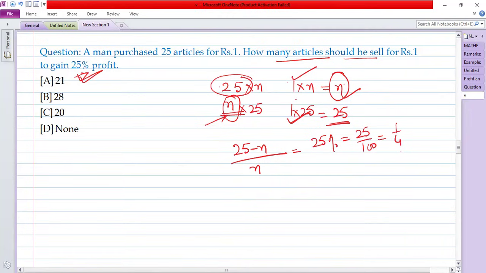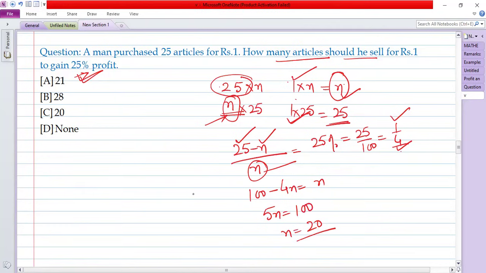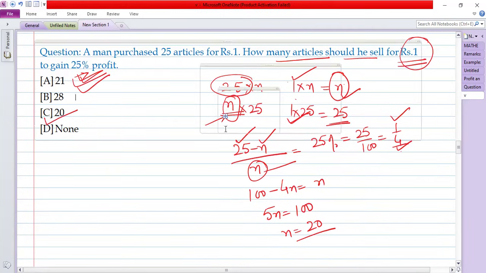So now this 25 into 4 gives me 100. Then n into 4 gives me 4n. This n will be added here, so here 5n will be 100. So what will be n? It will be nothing but 20. Means if he sells 20 articles for rupee 1, then he will get a gain of 25%.